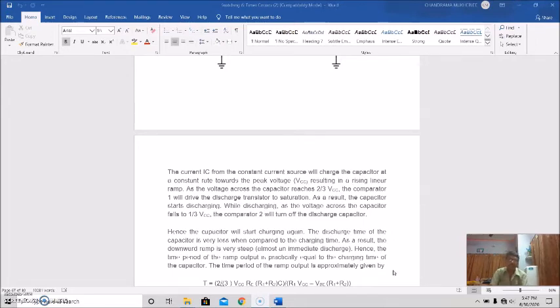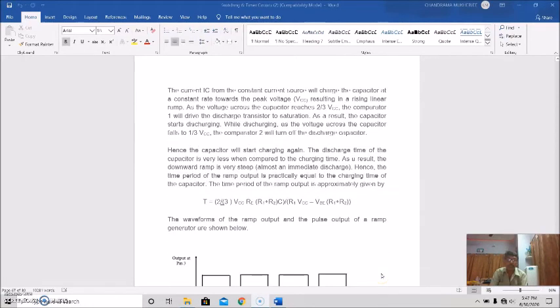And as a result, the downward ramp is very steep, almost an immediate discharge. Hence, the time period of the ramp output is practically equal to the charging time of the capacitor. And the time period of the ramp output is approximately given as like this: T equal to 2/3 of VCC RE into (R1 plus R2) into C, whole divided by R1 (VCC minus VBE) (R1 plus R2). So this is the approximate time period of the ramp output.